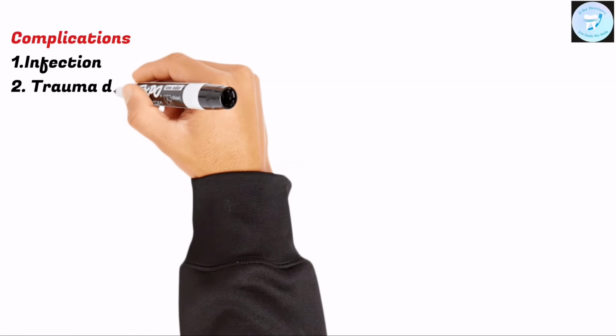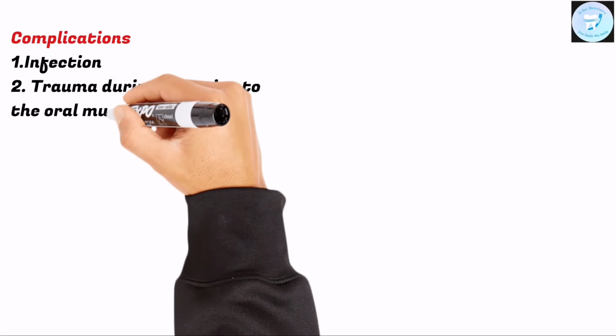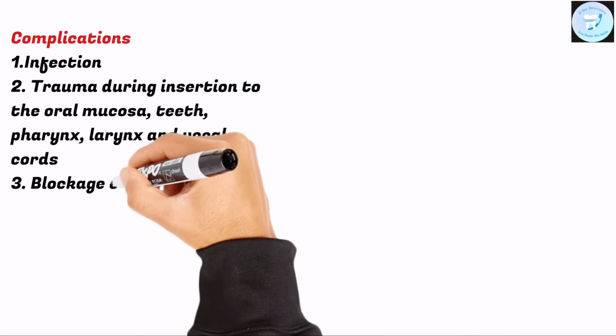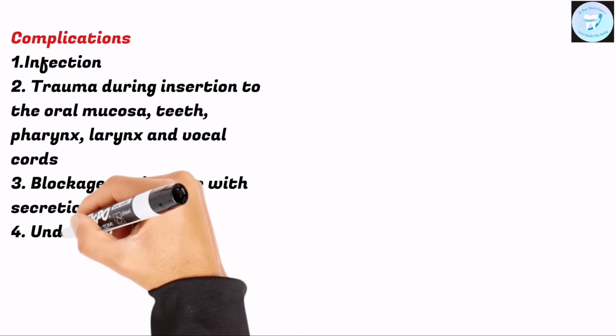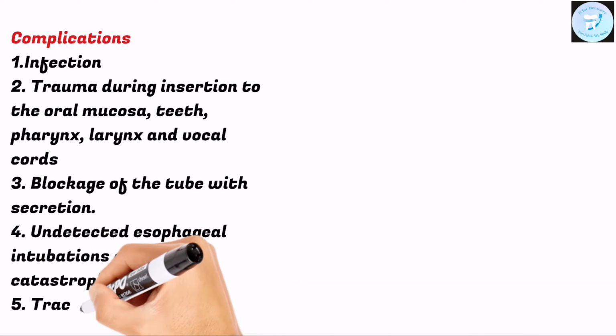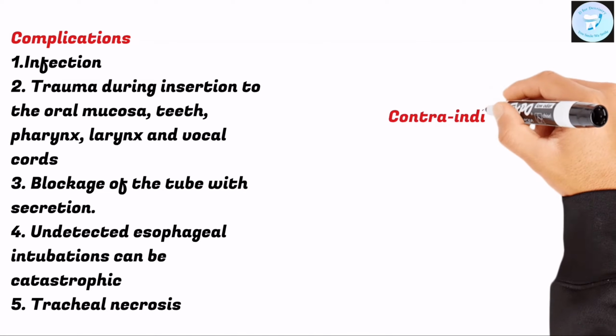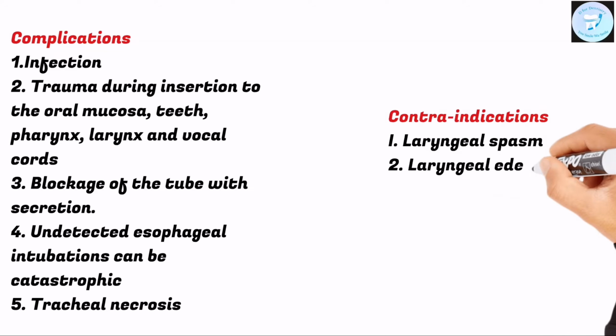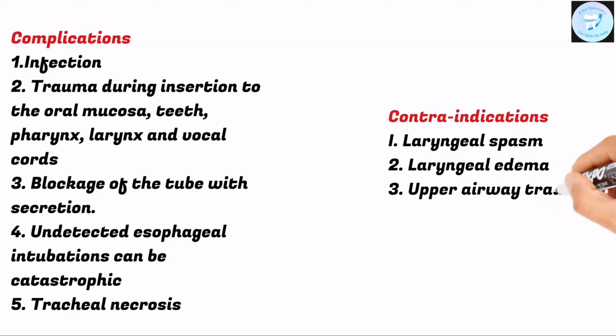Complications. First, infection. Second, trauma due to insertion to the oral mucosa, teeth, pharynx, larynx and vocal cords. Third, blockage of the tube with secretion. Fourth, undetected esophageal intubation can be catastrophic. Fifth, tracheal necrosis. What are the contraindications? First, laryngeal spasm. Second, laryngeal edema. Third, upper airway trauma or cancer.